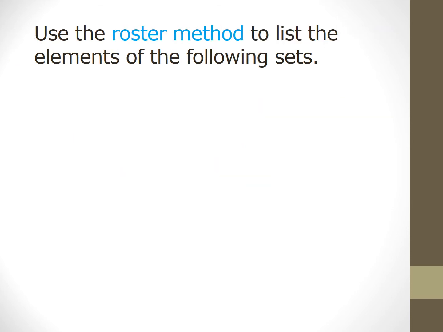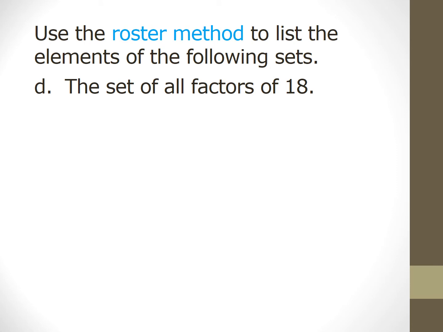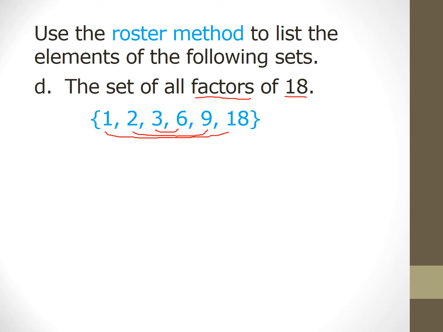A few more examples of the roster method. The set of all factors of 18. Remember, factors are all numbers that multiply together to equal 18, like 2 times 9. Another way of thinking of it is factors are all numbers that divide evenly into 18. So when we put this in the roster method, it would look like this. 1 times 18, 2 times 9, 3 times 6. These are all the factors of 18. And of course, putting them in braces makes it roster method.